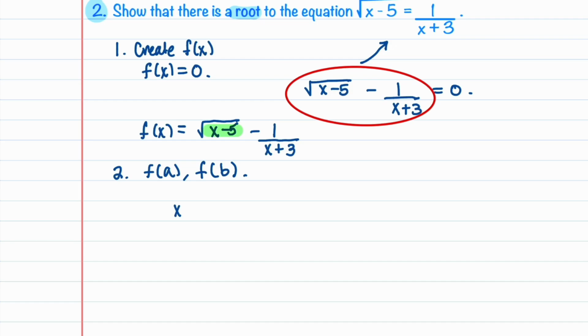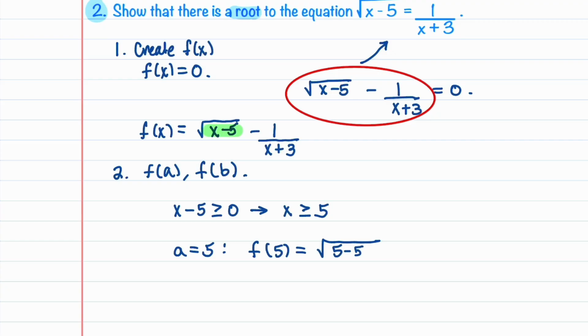We are going to set x minus 5 greater than or equal to 0, and that tells us that x has to be greater than or equal to 5. We now need to choose an a and a b, and it has to be greater than or equal to 5. I am going to let a be equal to 5, and let's see what happens. F at 5 is the square root of 5 minus 5 minus 1 divided by 5 plus 3. So this is equal to minus 1 over 8. And let's make a note that that is less than 0.